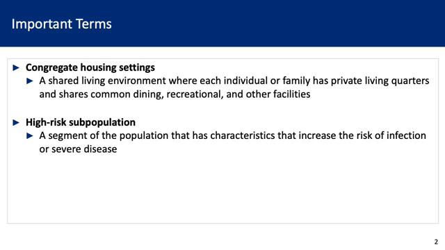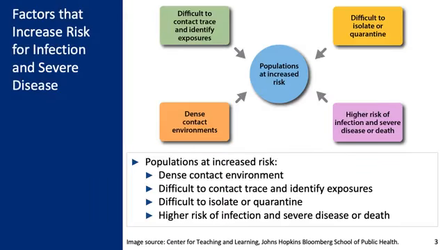Also, think about high-risk subpopulations. This is a segment of the population that may have characteristics that increase their risk for infection or increase their risk for severe disease. We already know what some of these groups are. Older adults, for example, are at much higher risk for severe disease. So when you're investigating cases and investigating contacts, talking to them, it's important to be on the lookout for anyone who's a member of one of these special populations that are at increased risk.